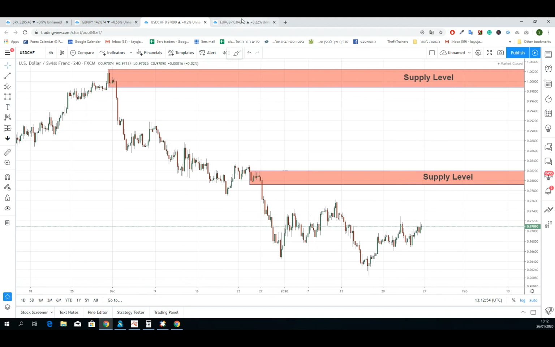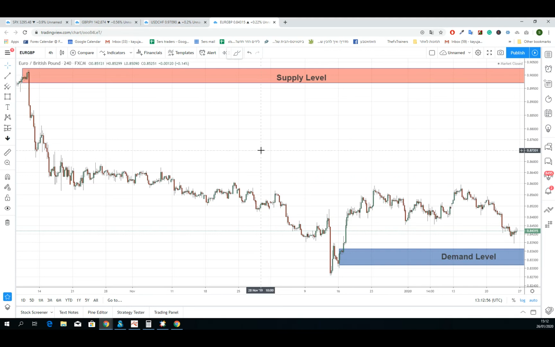The last one I chose is the euro and the pound. I marked these two key levels, this supply here above, which seems like a significant one. You can see how fast and strong the price dropped from that level, and since then the price hasn't tested this level, not even once. So this first supply is a great level to sell, and as it looks now, the price already reached this high.